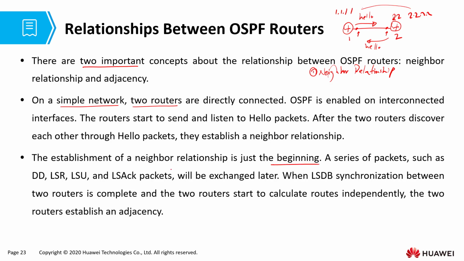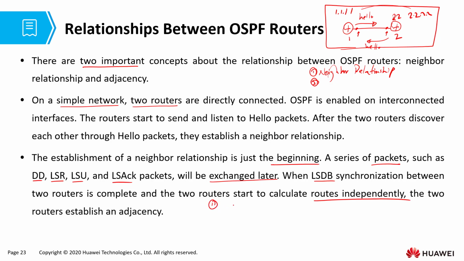As we've mentioned, after the neighbor relationship, we have to exchange the link state database. After the neighbor relationship is formed, there is a series of packets, like database descriptors, link state requests, link state updates, and link state acknowledgements. These will need to be exchanged later. These packets are the ones we use for synchronizing the link state database between the two routers, router 1 and router 2, in our illustration over here. Once the link state database synchronization is fully complete and the two routers are now able to calculate routes independently, the two routers are said to have established an adjacency.